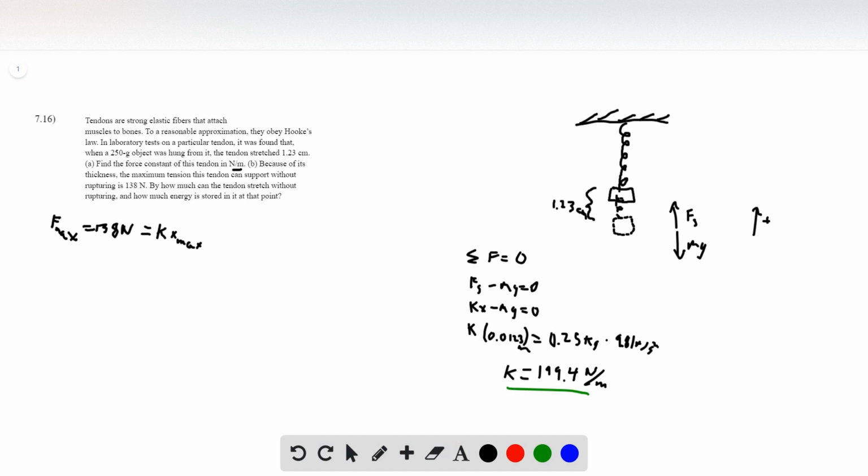We know what k is. We need to solve for what x max is. So x max is going to be equal to 138 newtons over this value here, 199.4 newtons per meter. That's going to give us a result in meters once we move the meters unit that is in the denominator to the numerator, because it's 1 over 1 over a meter. And that gets us 0.69 meters. That is x max. So that's how far it can stretch without rupturing.